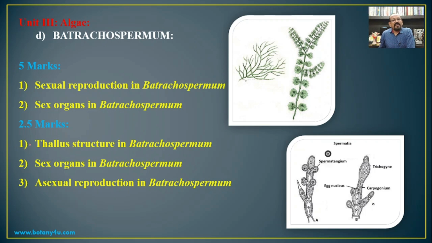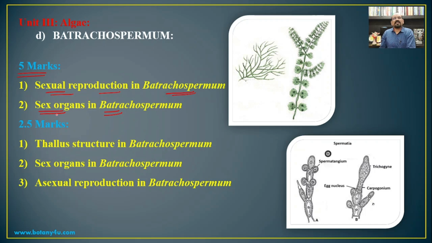The fourth algae in this unit, that is Batrachospermum, which is beautiful in its appearance and found in flowing water in shallow water bodies. In a 5 mark question, there is a question on the sexual reproduction in Batrachospermum, and the second type of the question, that is the sex organ in Batrachospermum.